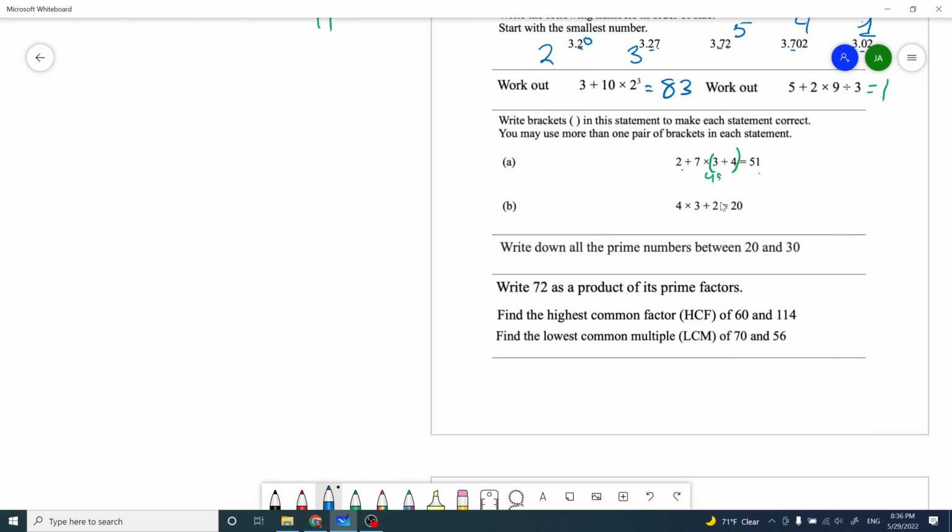And what about this one down here? 4 times 3 plus 2. That would normally give us 14 with no brackets, but if I put these brackets in here, 3 plus 2 is 5. 4 times 5 gives us 20, so that does work.